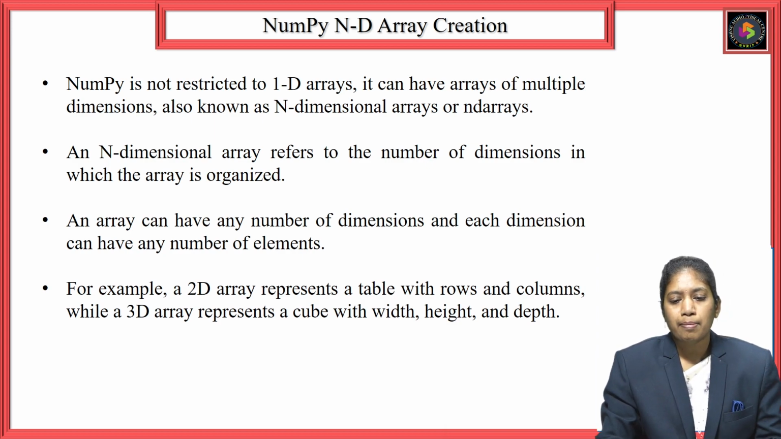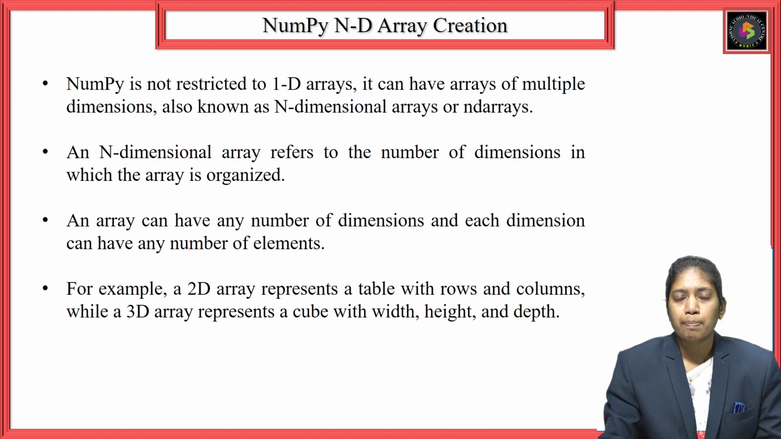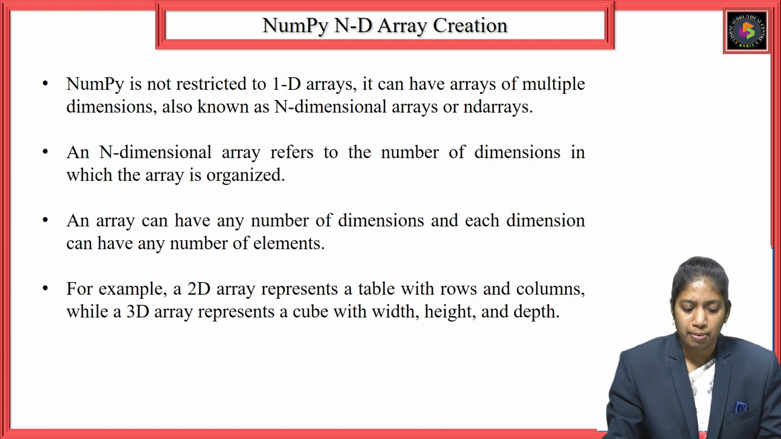NumPy n-dimensional array creation. Generally NumPy is used for creating multi-dimensional arrays. It is not restricted to one-dimensional arrays. It allows us to create two-dimensional, three-dimensional and n-dimensional arrays. An n-dimensional array represents the number of dimensions in which the array is organized. There can be any number of dimensions, and each dimension can have any number of elements. For example, a two-dimensional array is a table with rows and columns. A three-dimensional array is a cube with width, height and depth. Likewise, an n-dimensional array represents the number of dimensions in which the array is represented.